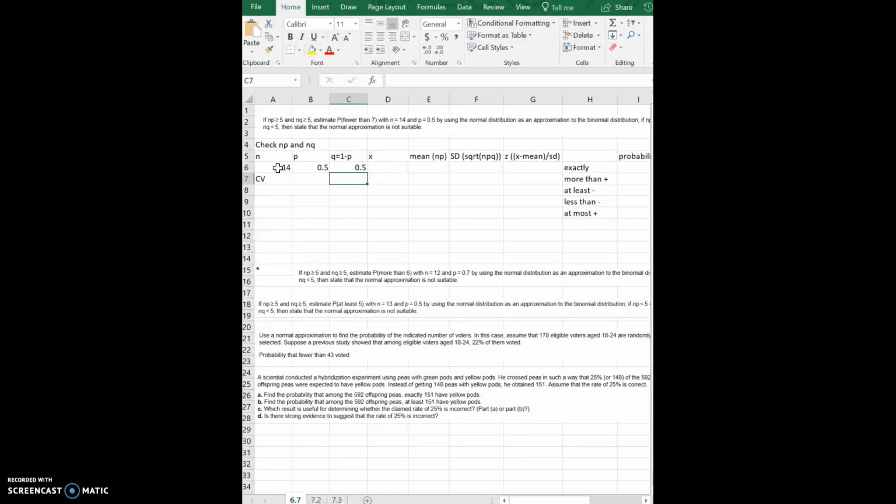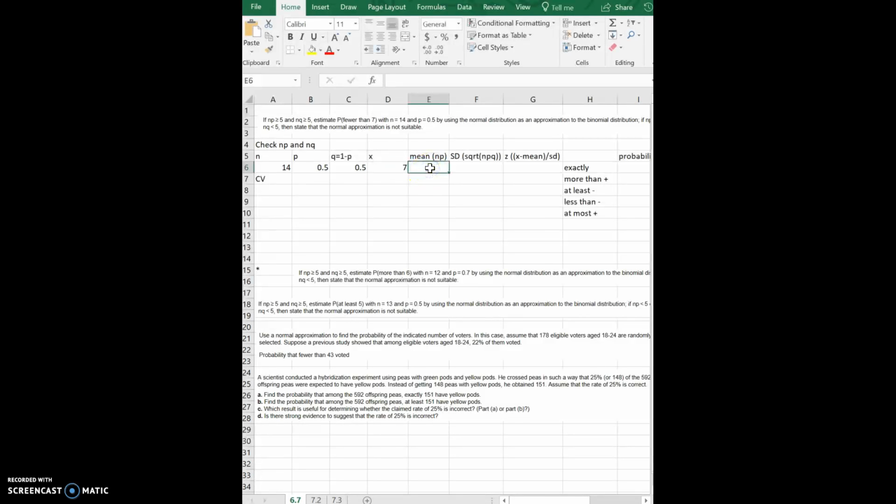So then it's saying fewer than 7. p fewer than 7. So we want our x to be 7. Does that make sense? Great. So now we're going to have it as equal to 7.